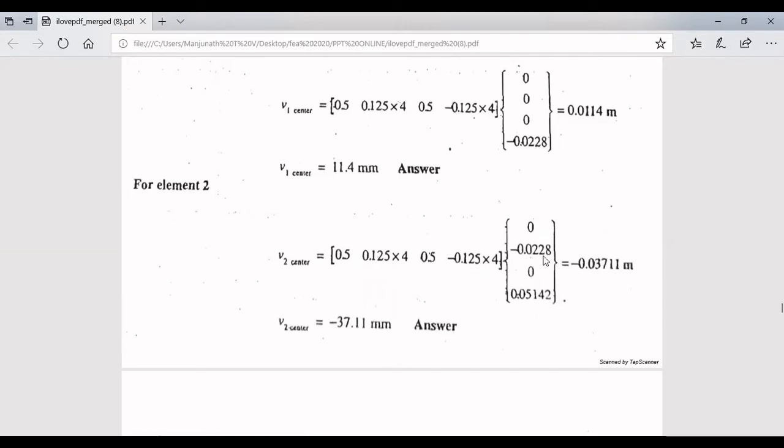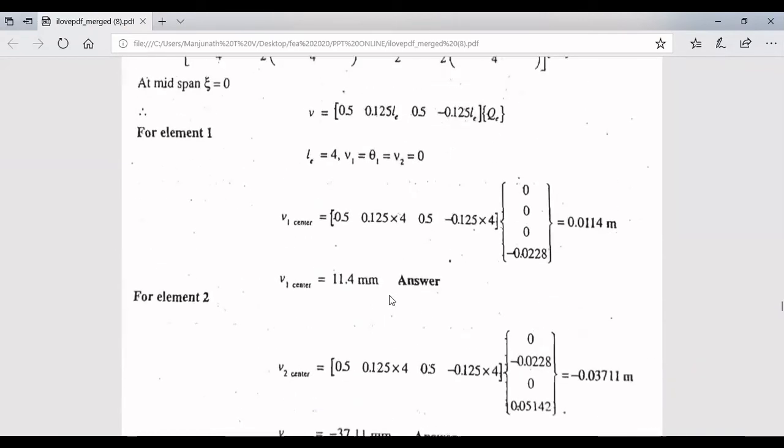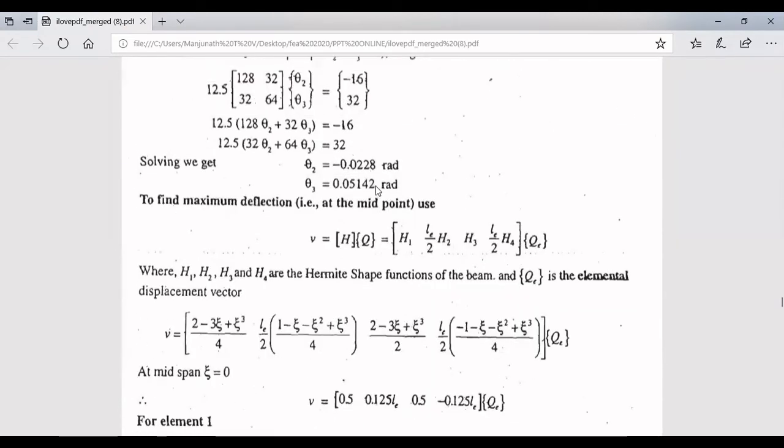Then again doing the matrix multiplication, this term 0 minus 0.125 into 4 into minus 0.0228, which gives some value, plus whatever this value is. Again here it becomes 0.5 into 0 minus 0.1254 into 0.5142. If we add both values, we are going to get minus 0.0371 meter. In millimeter, it is minus 37.11 millimeter. This is how we are going to calculate the deflections and the nodal displacements for the given problem.